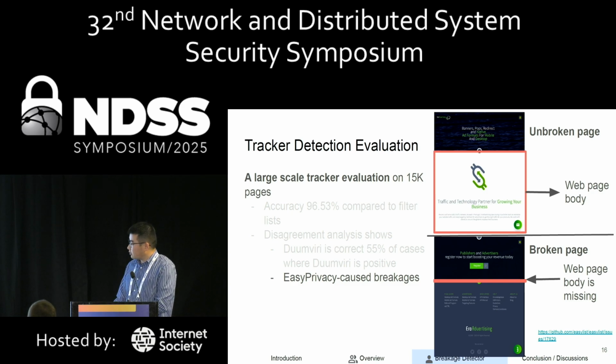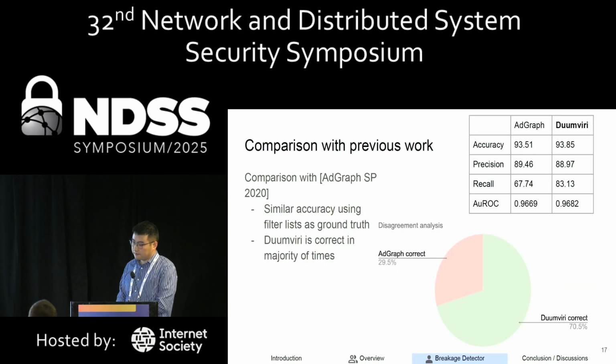In the example shown on the bottom half of the slide, when you have EasyPrivacy turned on, the entire page body is missing from the user interface. This case has been reported to the privacy developers and has been addressed. We also did a comparison with previous work. We see that they have extremely similar accuracy when using filter lists as the ground truth, but through a disagreement analysis, Duumviri was correct 70.5% of the time when the two tools disagree.